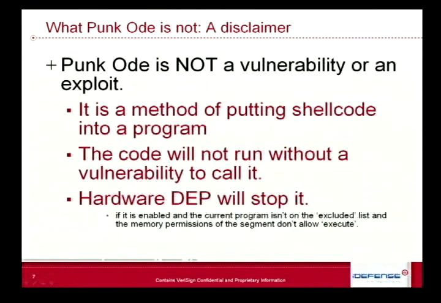Pun code is not a vulnerability or an exploit. It's just a method of putting the shellcode into the program. The code won't run without a way of actually calling it. And you can prevent being exploited by this by using hardware DEP. But that's the same for pretty much anything which puts the shellcode on the heap and tries to execute it. So you need to make sure that's enabled and the current program isn't on the excluded list, and the memory permissions of whatever segment it loads the images into don't allow it to be executed, and then it would stop the thing.